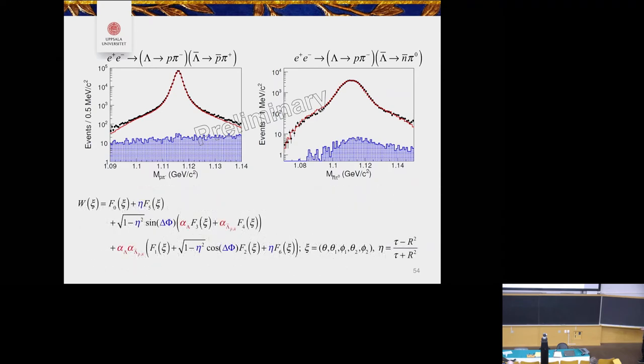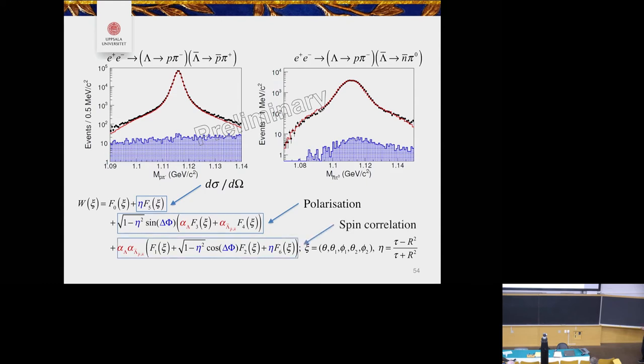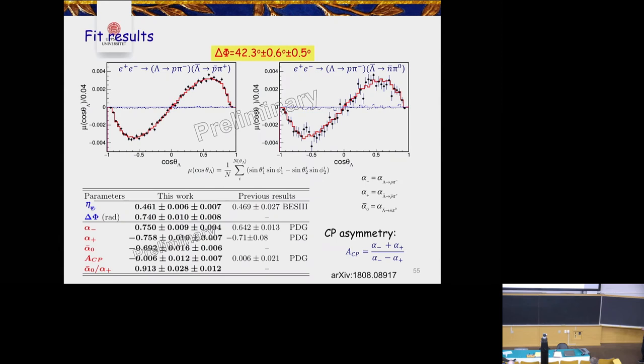So the function you fit is the following, which I showed. The first term here gives you the differential cross section, or the R, the ratio between electric and magnetic. This term gives you the polarization, and this term gives you spin correlations. And this is the result of the fit to the data. So you see, you can determine the phase between GE and GM to a precision of the order of 1 degree. And this has never been measured before at all, this phase. And another thing is that since you have much data, you can also measure this CP asymmetry, which I showed you before, to a better precision than was done before.